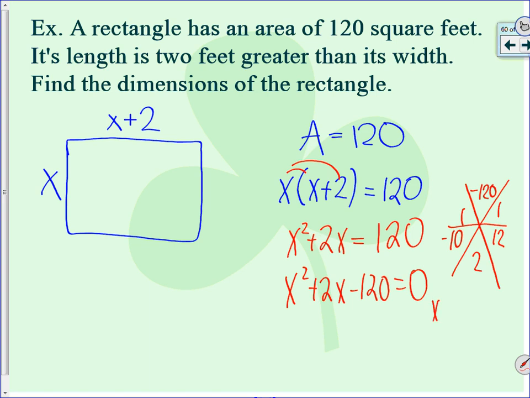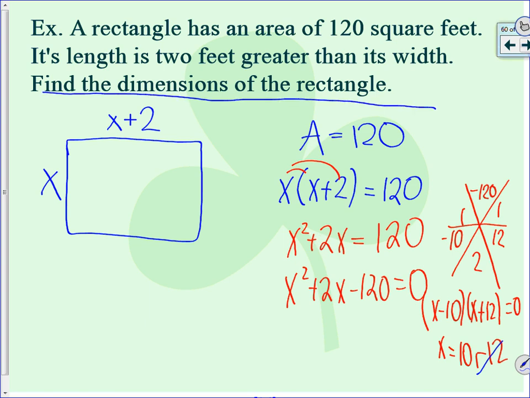So it's x minus 10 and x plus 12 equals 0. So x is going to be either 10 or negative 12. Which one of those makes sense in this context? Just the 10. You can't have a negative width. It says find the dimensions of the rectangle. So the width is going to be 10. What is the length? 12.